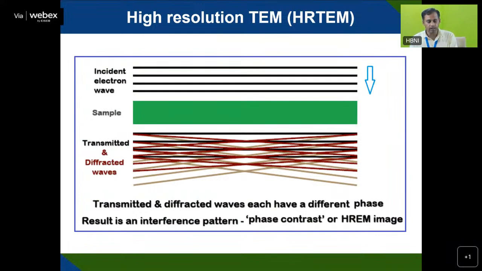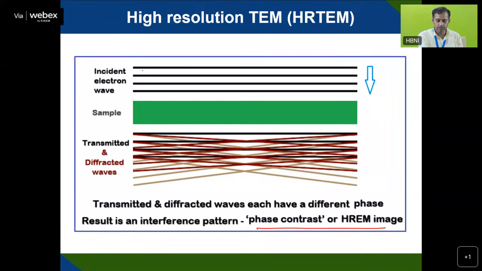Now after bright field, dark field, STEM and EELS spectra, we'll see the high resolution TEM microscope. In the case of high resolution microscopy, as I told, both the transmitted beam and the diffracted beam are used. That is the phase contrast image you will get, or the HRTEM image you will get.